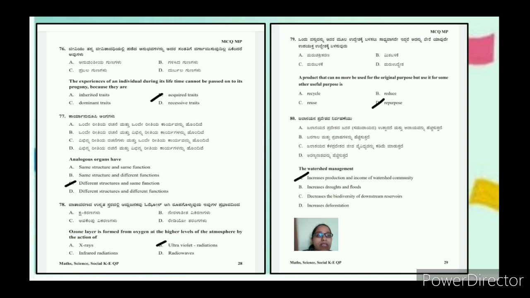A product that can no more be used for its original purpose but can be used for some other useful purpose is. So it is repurpose. The watershed management. What is watershed management, or how is it useful? So what does it do? So it increases the production and income of the watershed community.